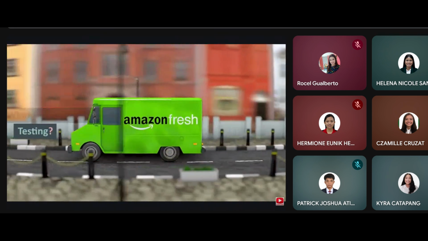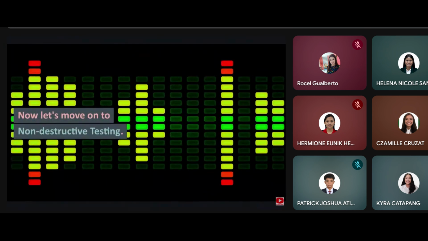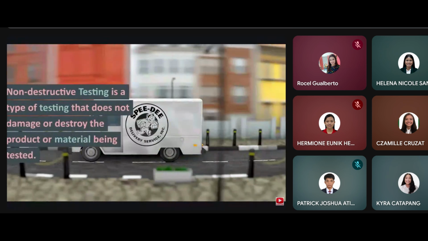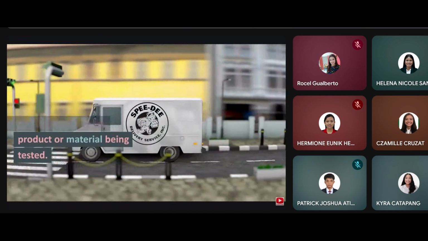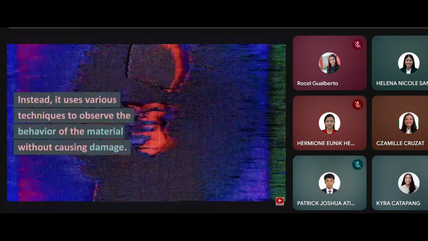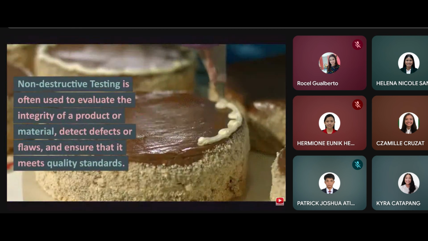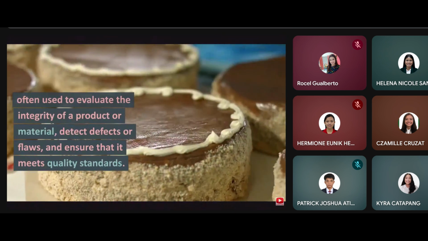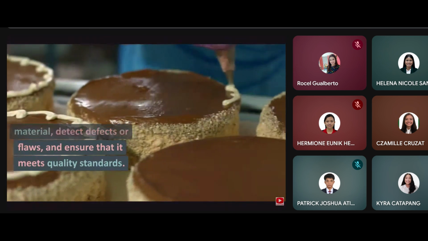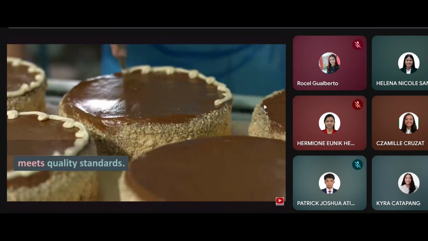What is non-destructive testing? Now let's move on to non-destructive testing. Non-destructive testing is a type of testing that does not damage or destroy the product or material being tested. Instead, it uses various techniques to observe the behavior of the material without causing damage. Non-destructive testing is often used to evaluate the integrity of a product or material, detect defects or flaws, and ensure that it meets quality standards.